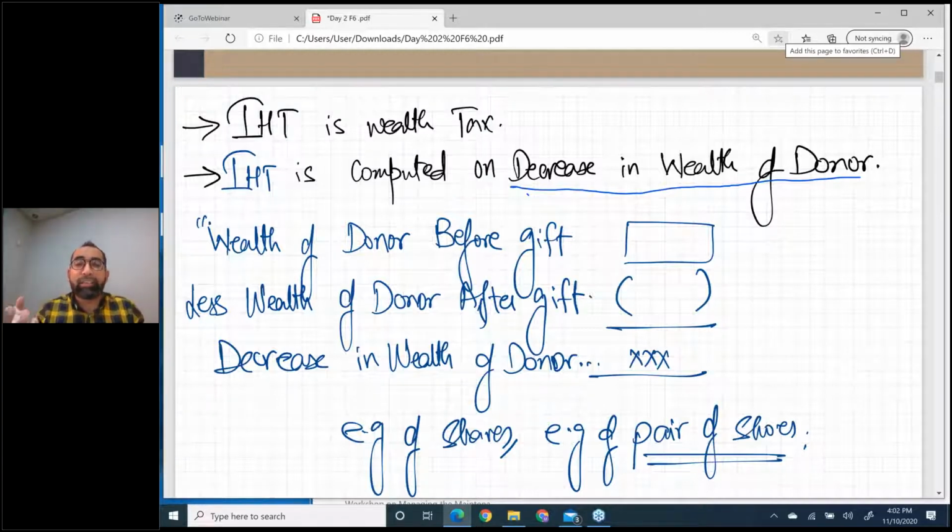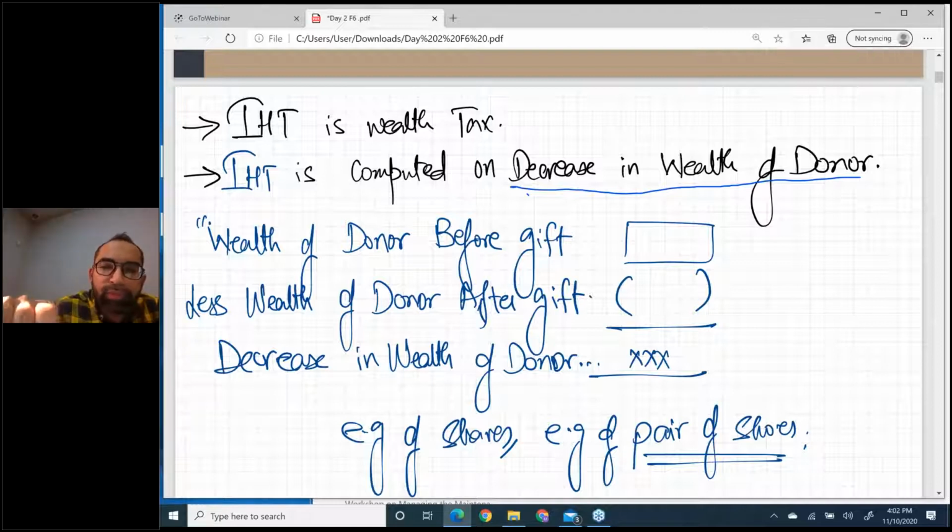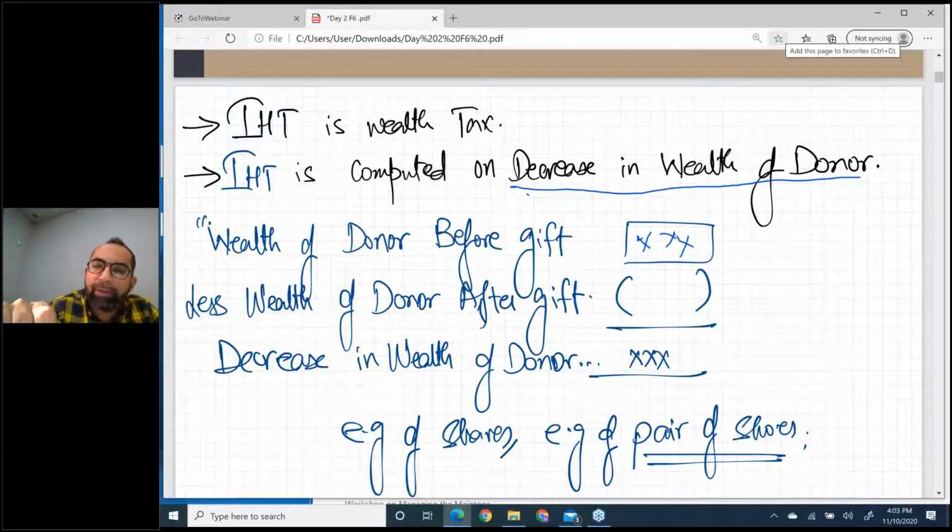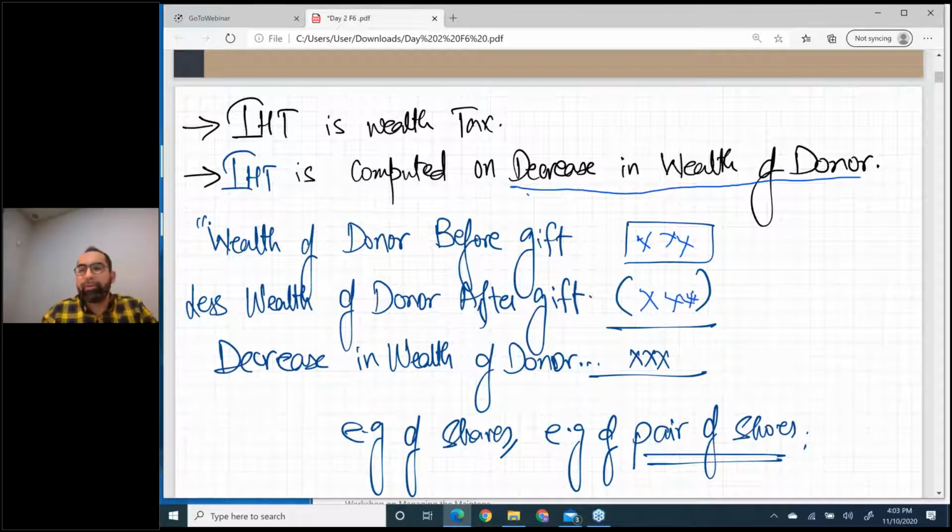Now, how do we calculate this decrease in wealth of the donor? Listen very carefully. First of all, just think that the donor has not given any gift. Calculate the value in that case: wealth of donor before gift. First you calculate this amount, and then after giving the gift, what is left with the donor? Calculate the value of that amount, so less wealth of donor after gift. When you take the difference of these two, you come to the decrease in wealth of the donor.